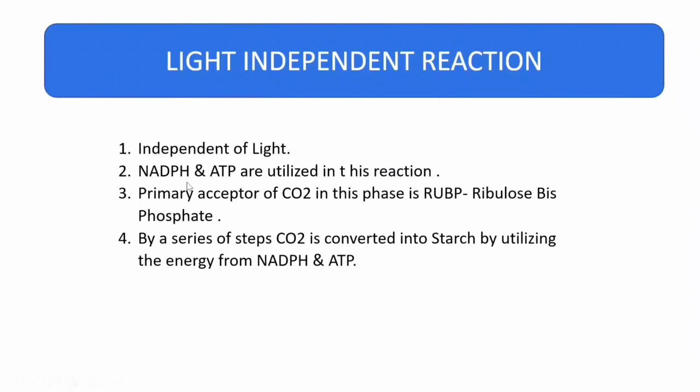The NADPH and ATP which are produced in light reaction are utilized in this reaction. In this light independent reaction, RUBP, ribulose bisphosphate, is the primary acceptor of carbon dioxide, because the carbon dioxide is reduced to carbohydrates or to glucose. Hence, carbon dioxide should be accepted by a substance, that is RUBP. By a series of steps, carbon dioxide is converted to starch by utilizing the energy from NADPH and ATP.